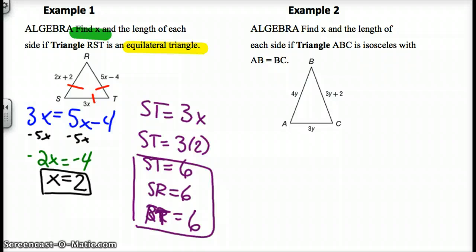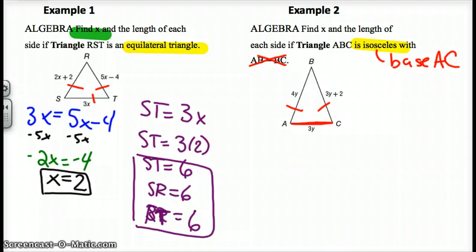In example number 2, you're asked to find x and the length of each side, and then you're using the triangle ABC, which is isosceles, and they're telling you which two sides are equal. So if I did not tell you that, you would need to know that you have two sides equal. The other thing is I might say I have an isosceles triangle with a base of AC. So that would mean that this is my base, and you would need to know that those two pieces are equal.